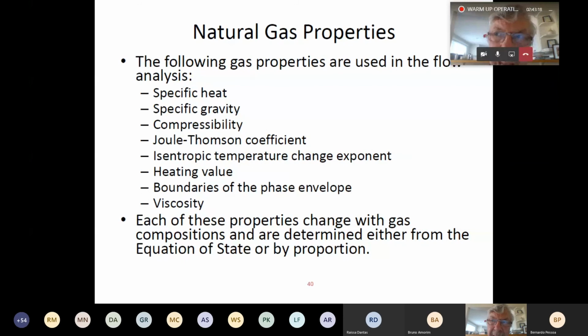Air is pretty close to being an ideal gas. So Boyle's law and Charles' law combine to form the ideal gas law, and that works just fine for air. But for the sort of ranges of pressures and temperatures we work at with natural gas hydraulics, we've got to take account of what's called compressibility.